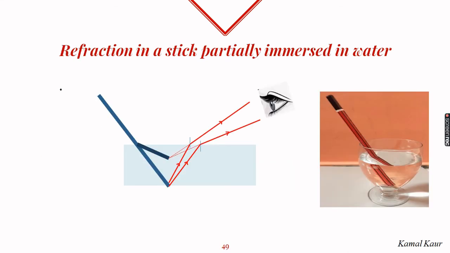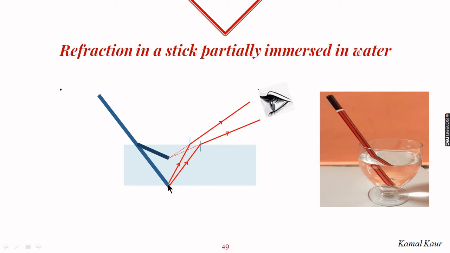Another example of refraction of light is that a stick partially immersed in water appears bent at the interface. Remember this activity that we performed earlier. This pencil is appearing bent at the interface when it is immersed in water partially. The same is here. Now we will understand this concept with the help of this ray diagram. Now this stick which has been immersed in water partially, half of it is inside water and the rest half is in air. It is appearing bent here.